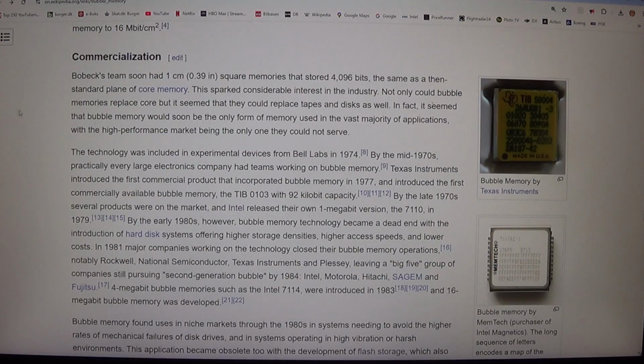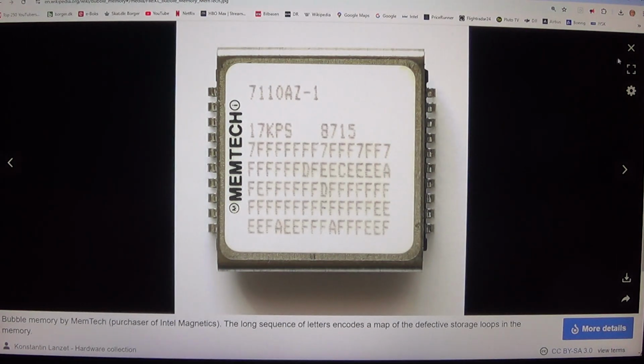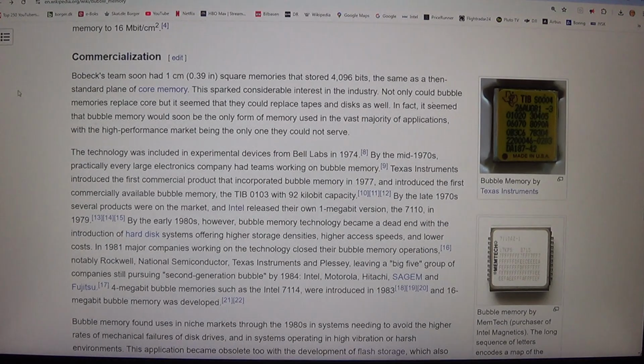Commercialization. Babek's team soon had 1 centimeter, 0.39 in, square memories that stored 4096 bits, the same as a then standard plane of core memory. This sparked considerable interest in the industry. Not only could bubble memories replace core, but it seemed that they could replace tapes and disks as well. In fact, it seemed that bubble memory would soon be the only form of memory used in the vast majority of applications, with the high-performance market being the only one they could not serve.